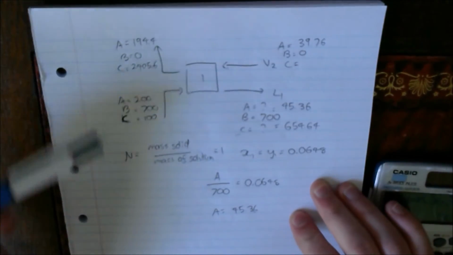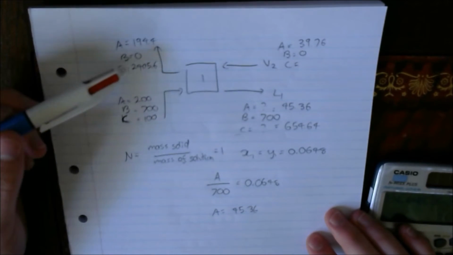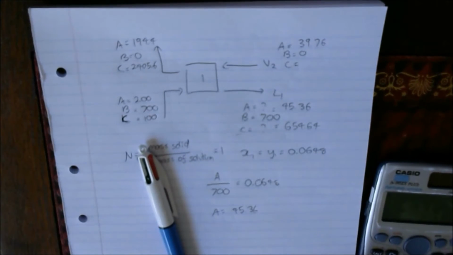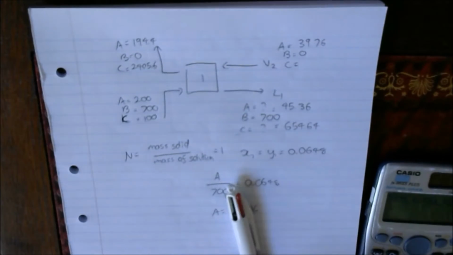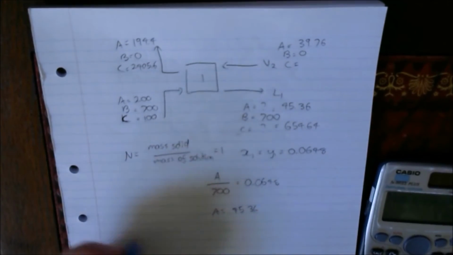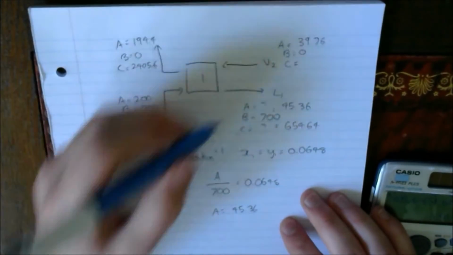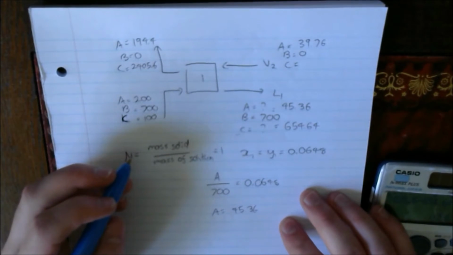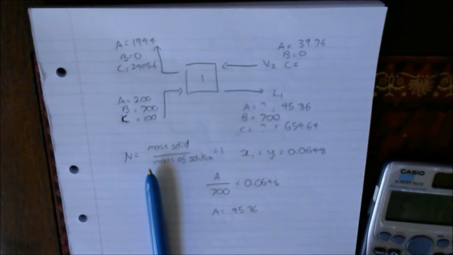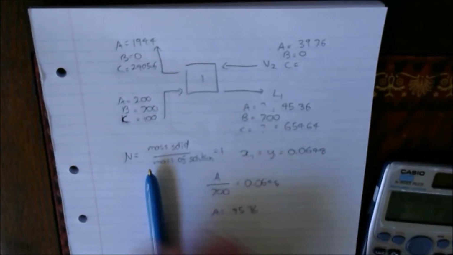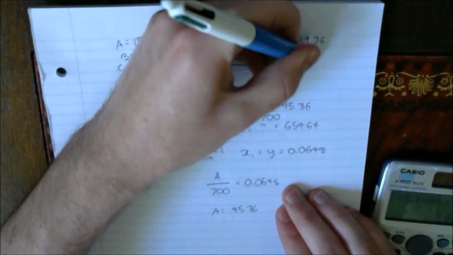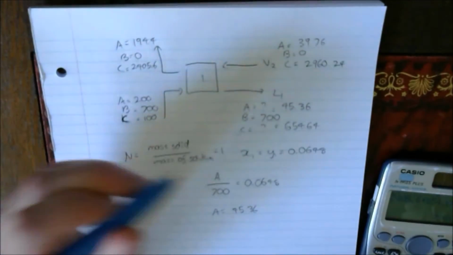And then C is going to be equal to what comes out minus what comes in, so 2405.6 minus 654.64 minus 100. That's going to be, so that doesn't look quite right, I've typed that into my calculator wrong. That's going to be 2405.6 plus 654.64 minus 100. Yep, so 2960.24.